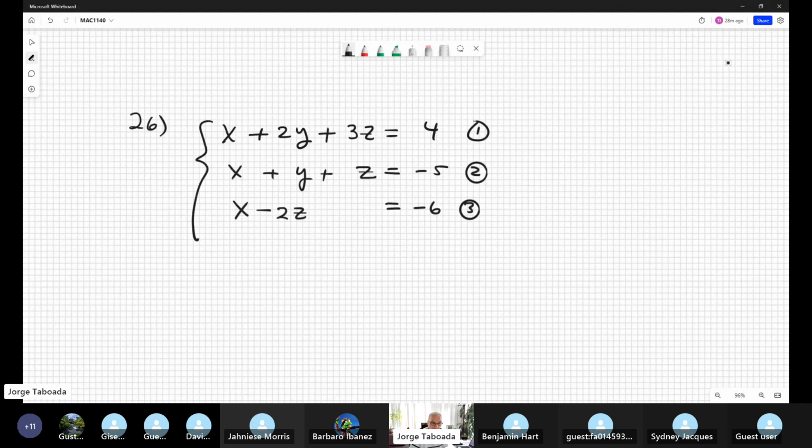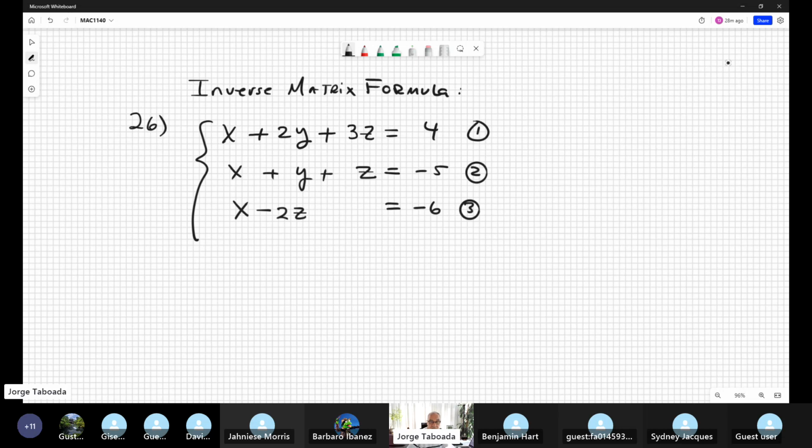This is the system given, but you can use reduced row echelon form. You can use Cramer's rule, but in this case, no. In this case, they want you to use the inverse matrix formula. Inverse matrix formula. And what is the inverse matrix formula? Let me recall.